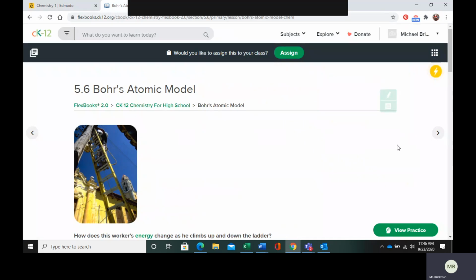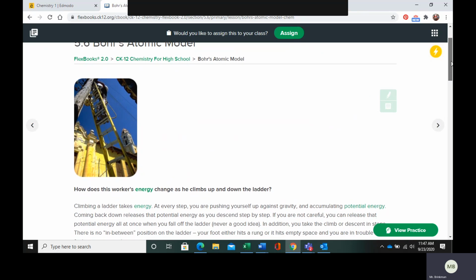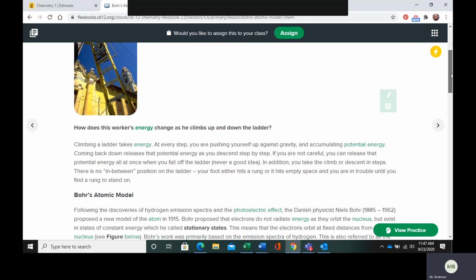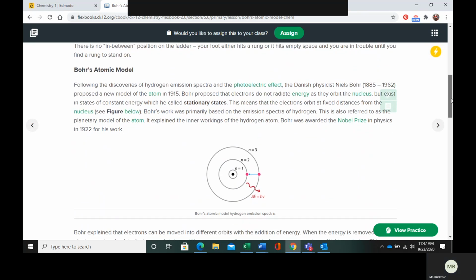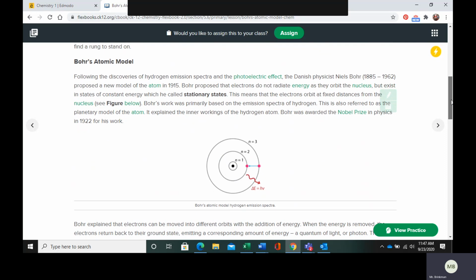So this is another piece in the puzzle of the atomic model. According to Bohr's model, he was actually a Danish physicist. His name is Niels Bohr. He proposed a new model of the atom in 1915.